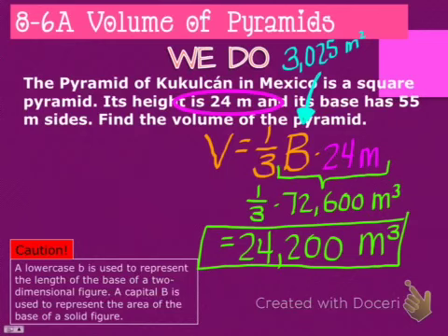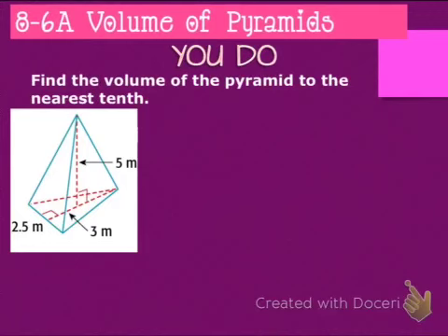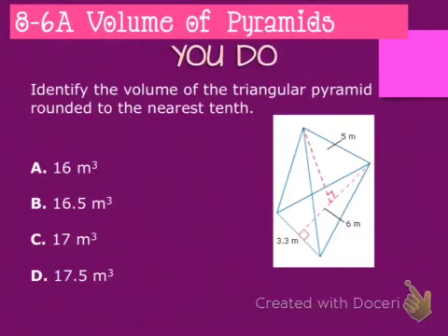So that is the answer to the third question we're going to do together. There are 3 more left. We have this one that is the volume of a pyramid with a height of 12 and a base with 48-meter sides. So you're going to be using a square pyramid on this one. You also have another one that has a picture where you can clearly see that the base is a triangular pyramid, because you've got a triangle here. And then finally, the last question you're going to be trying is another triangular pyramid with a triangle base.